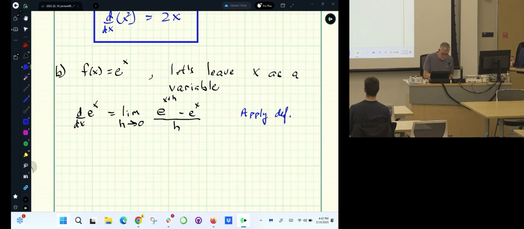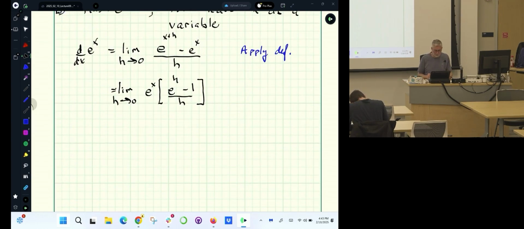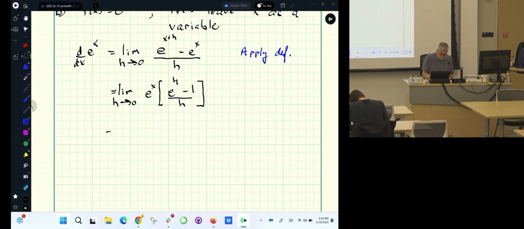Well, what we can do to simplify this limit is use our exponential rules. So this is the limit as h goes to 0. We factor out e to the x. That leaves e to the h minus 1 over h. So that's more algebra. E to the x doesn't depend upon h, so we can just take it completely outside of the limit. It's a constant in this limit calculation. And then that leaves us e to the h minus 1 over h.